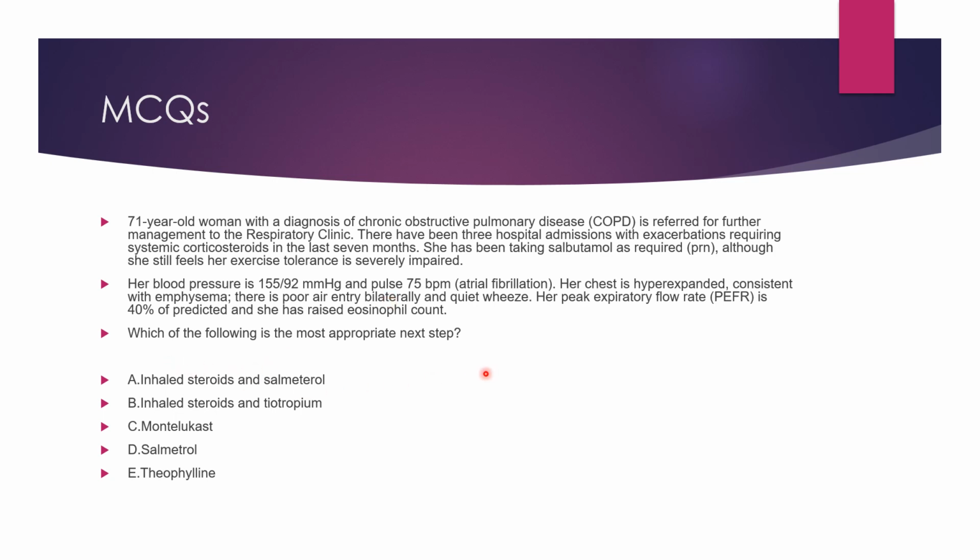So the most appropriate management plan would be inhaled steroids with salmeterol. Salmeterol is a long-acting beta agonist. So in the flowchart, the next would be LABA with ICS. So even after starting LABA with ICS, if the patient has uncontrolled symptoms, then we can go for triple therapy, which is LABA, LAMA plus ICS.